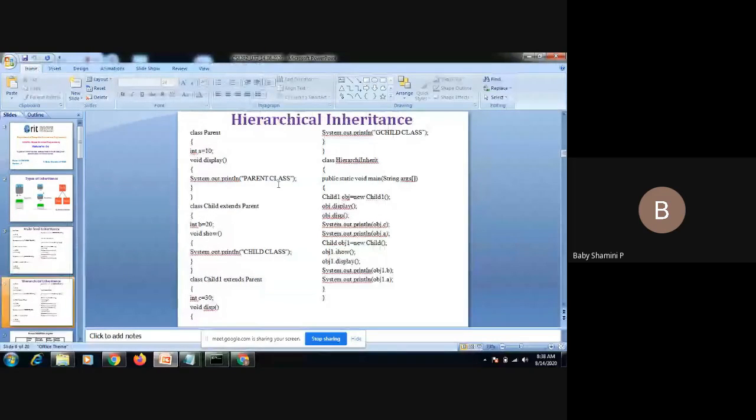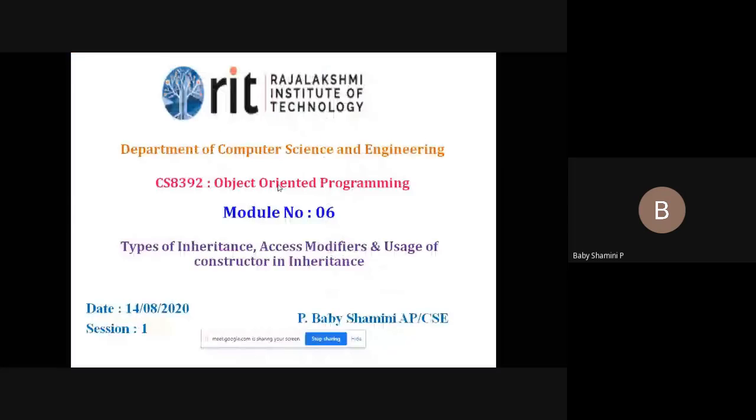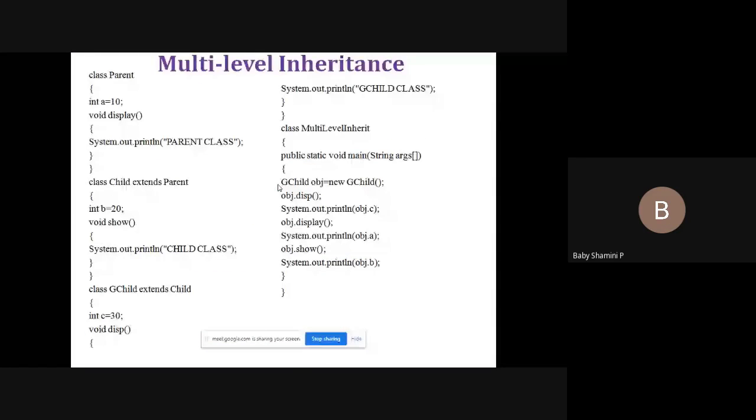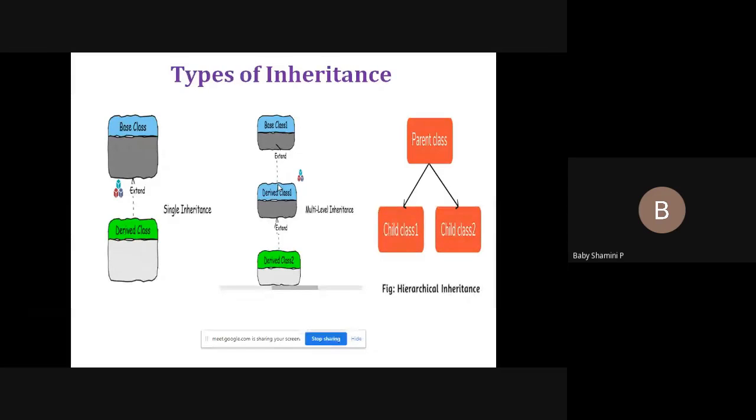So hierarchical inheritance means that we have only one parent and more than one child class. Each child inherits properties from the parent, and the child also contains its own properties. That is the behavior of hierarchical inheritance. Let me move to the demonstration.